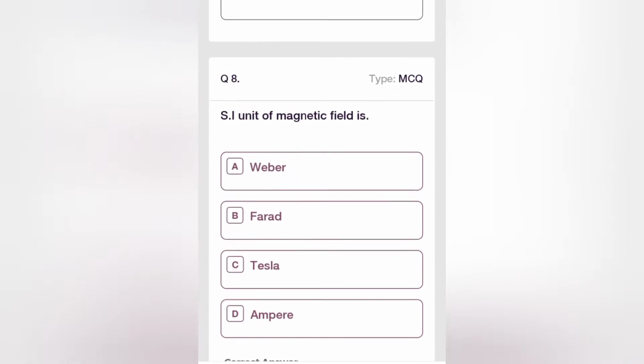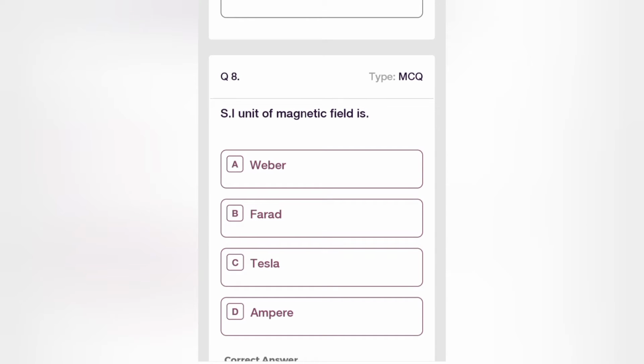Eighth question. The SI unit of magnetic field is. Here the option given is Weber. Weber is the SI unit of magnetic flux, and Farad is the SI unit of capacitance, and Tesla is the SI unit of magnetic field. That's right. Option C is the correct answer. And ampere is the SI unit of current.